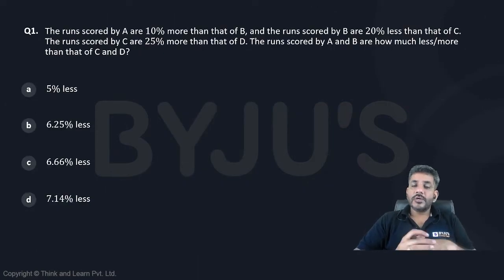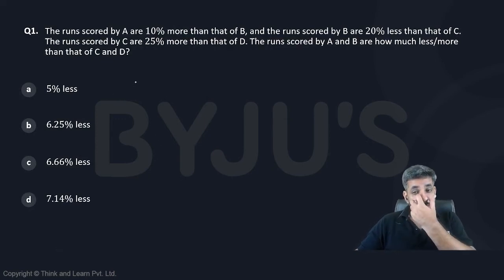So here we have question number 1 saying the runs scored by A are 10% more than that of B, and the runs scored by B are 20% less than that of C. The runs scored by C are 25% more than D. The runs scored by A and B are how much less or more than that of C and D.